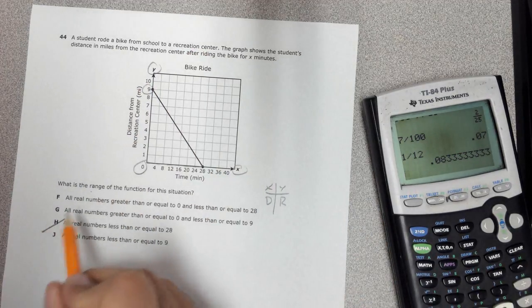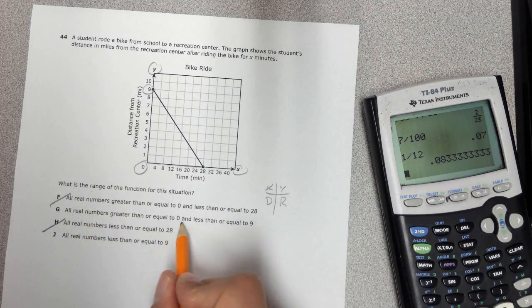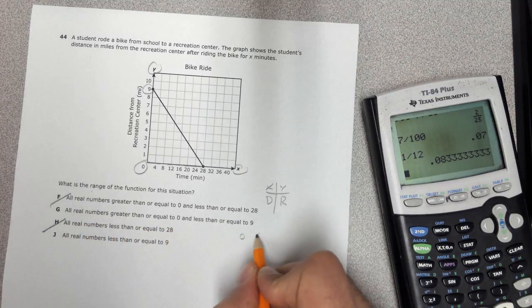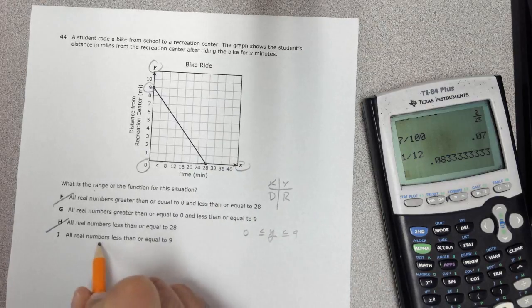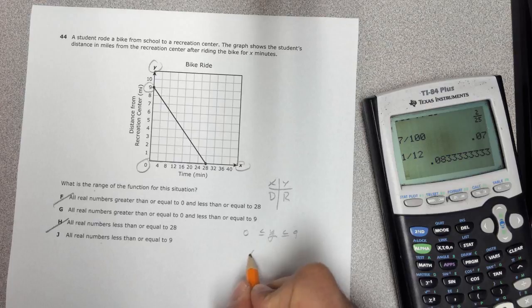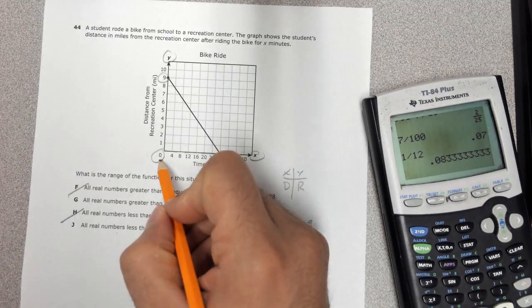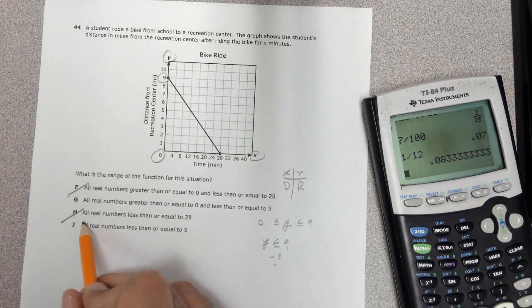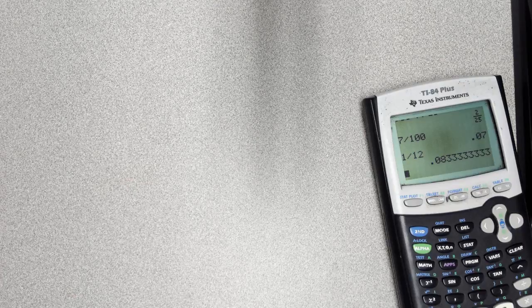So it's either all real numbers greater than or equal to 0, less than or equal to 9. Starts off at 0, ends at 9. Or all numbers less than 9. Now, all numbers less than or equal to 9 will also include negative numbers, because that's already less than 9, right? But here we don't go to negative numbers, so we're not going to use this one. We're only going to pick this one right here. Alright, 2 more.